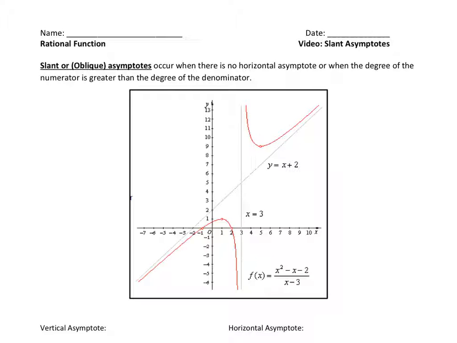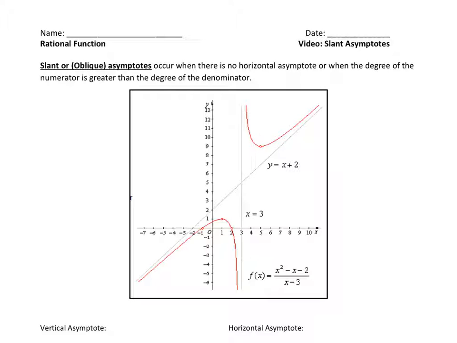Right here, if you look below, there's a graph. This graph is a rational function that has something that we call a slant asymptote. See this line that's going down here, or if you went up, it's going like this. It's slanted. It's not exactly horizontal and it's not exactly vertical. This graph definitely has a vertical asymptote right here at x equals 3. Again, no horizontal asymptotes anywhere, but this slant asymptote is the equation of the line y equals x plus 2.